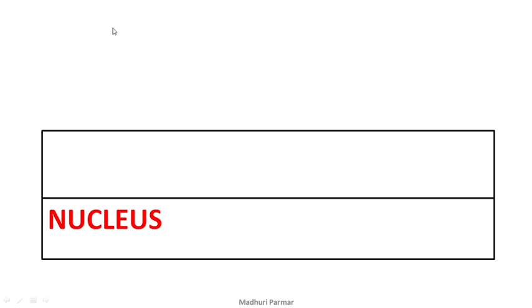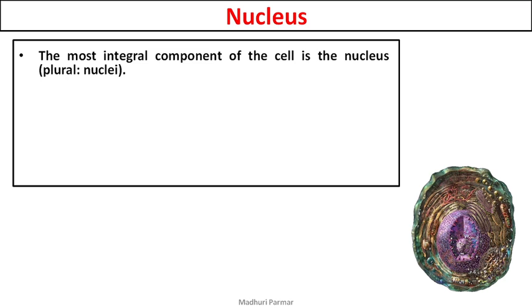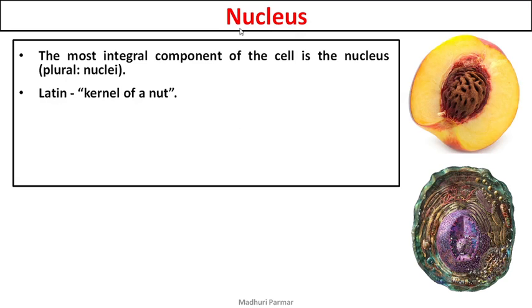Now we move on to the last organelle we have to study, which is the nucleus. It is the most important and integral part of a cell, and the plural of nucleus is nuclei. In Latin, the term nucleus means kernel of a nut. For example, if this is a peach, then this is called its kernel. Can you see the resemblance? If you look at this structure of a cell, the purple colored one is your nucleus, and it looks very much like the kernel of a nut. That is why it was given the term nucleus.